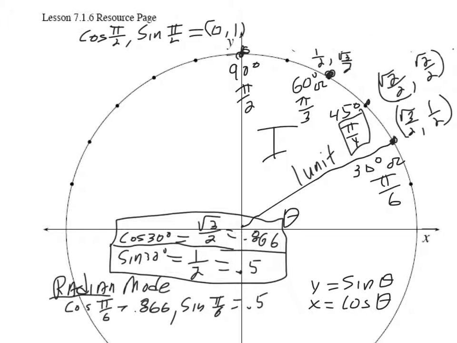And what we have is, at this point, a positive square root 3 over 2, comma, 1/2, where the square root of 3 over 2 was the cosine of 30 degrees, and the 1/2 was the sine of 30 degrees.